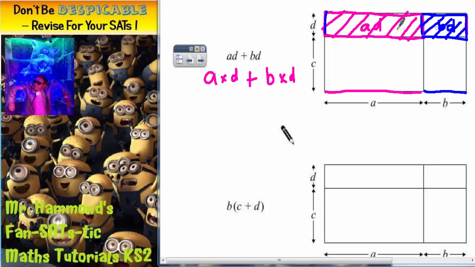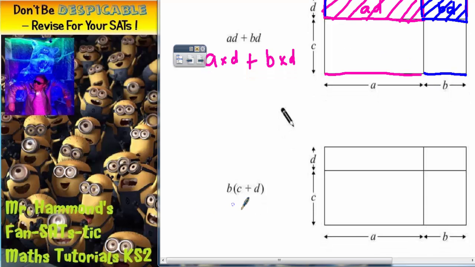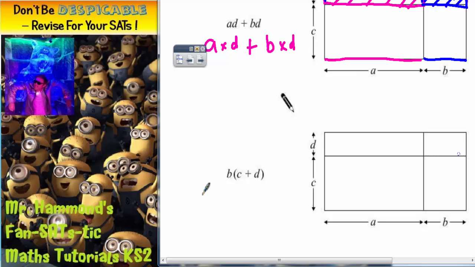Now, of course, I've used two different colours. You wouldn't have to use two different colours in the exam. I'm just trying to illustrate that the pink here represents A to D and the blue represents B to D. Moving on to the final question, we've got B and then in brackets C plus D. Well, let's shade in or highlight all of the B's. Well, this line is B, this line is B, and this line is B. So that's all the B's done.